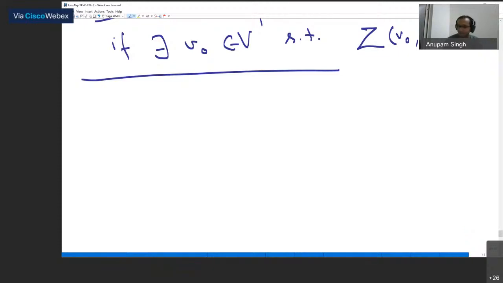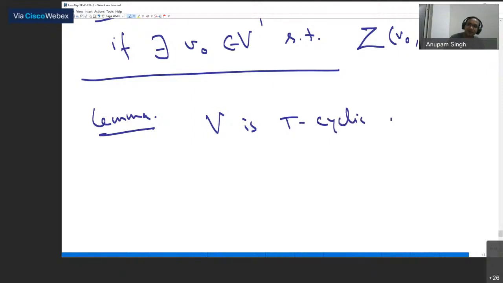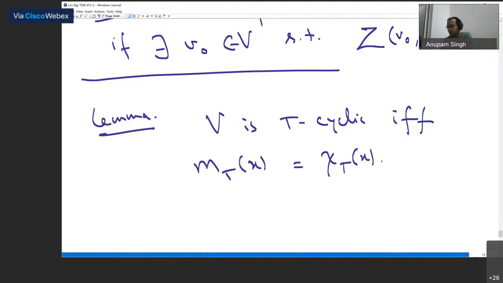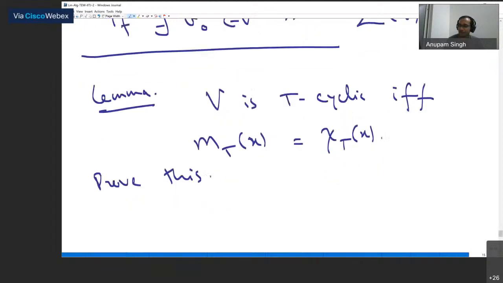Let me write this as a lemma first. Lemma: V is T-cyclic if and only if the minimal polynomial and characteristic polynomial are the same. All right. This can be proved quite easily. I will leave it for you to try this out. Prove this. This is not difficult. You can prove this yourself.